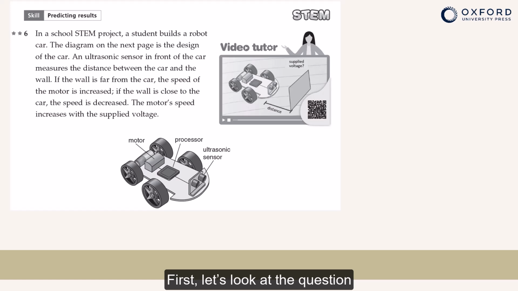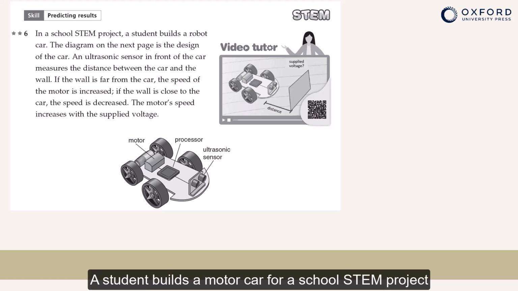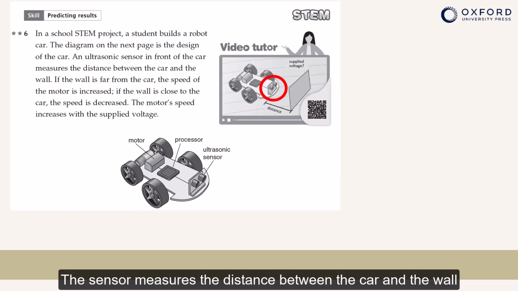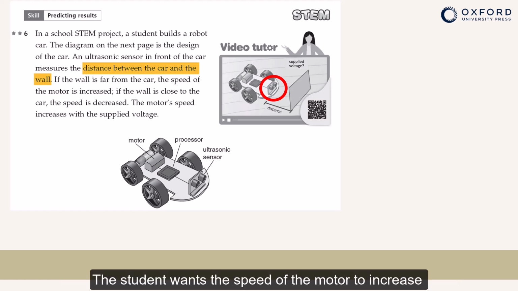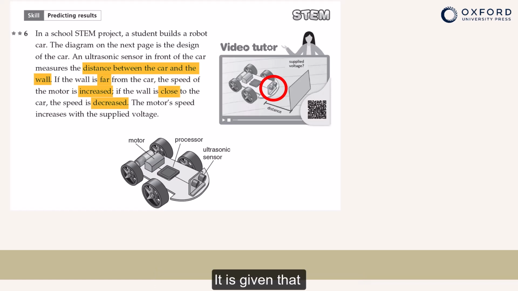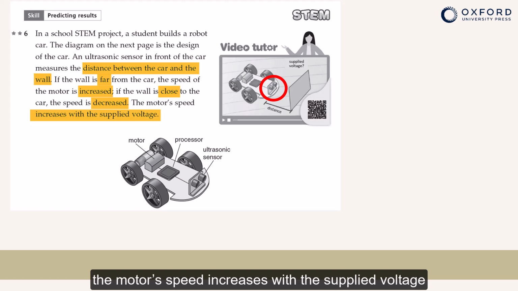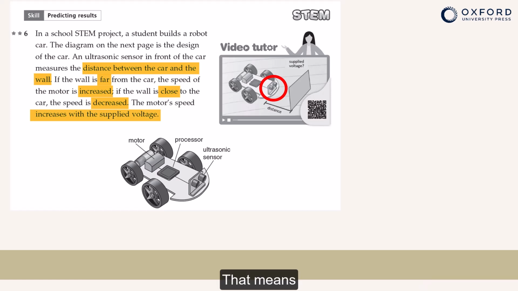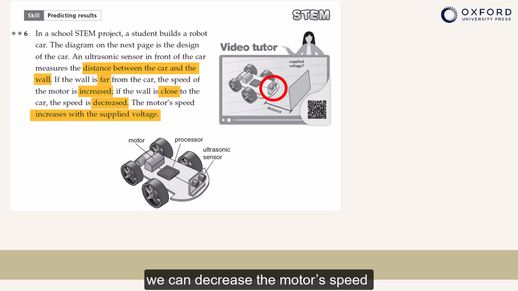First, let's look at the question. A student builds a motor car for a school STEM project. He installs an ultrasound sensor at the front of the car. The sensor measures the distance between the car and the wall. The student wants the speed of the motor to increase when the car is further from the wall, and wants the speed to decrease when the car is closer to the wall. It is given that the motor's speed increases with the supplied voltage. That means, we can decrease the motor's speed by reducing the supplied voltage.